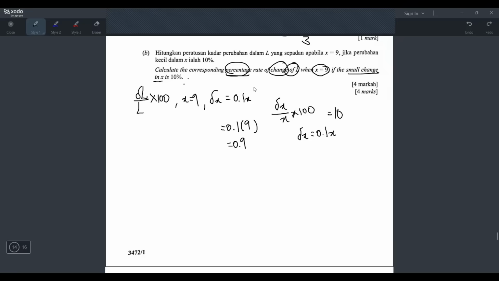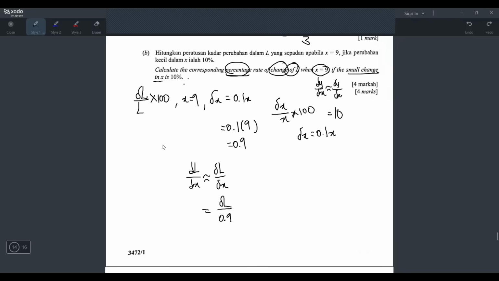Because when you are doing small change, we will be using this formula: dy/dx is almost equal to delta y over delta x. But of course, this question is dL/dx. So I'm going to write dL/dx is almost equal to delta L over delta x. And the delta x I already know is 0.9. The delta L I need to find. Because if I don't have the delta L, I cannot use this formula to find the percentage later. So I need the delta L.